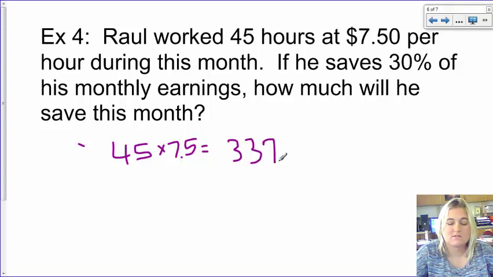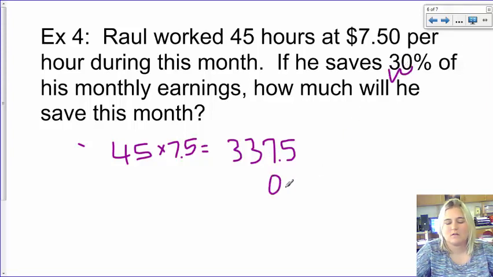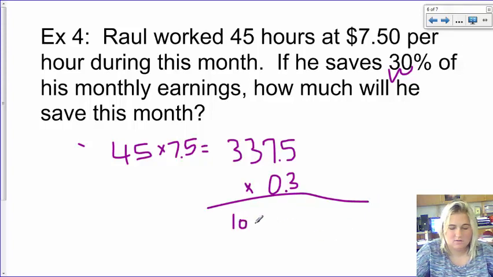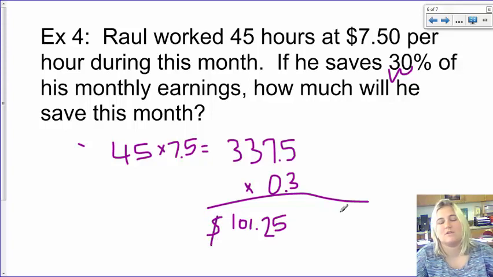So he's made $337.50. But I also know that he's going to save 30% of this amount. So I'm going to take this times 30%, which I know is going to be, move my decimal over 2 times, 0.3. And when I do that, I get 101.25. Please excuse my bad penmanship. So this month he saved $101.25.